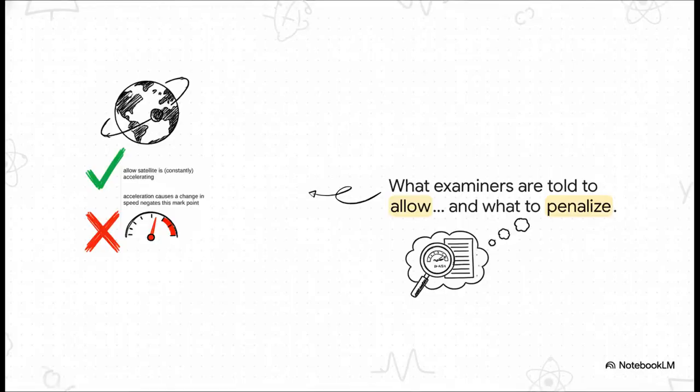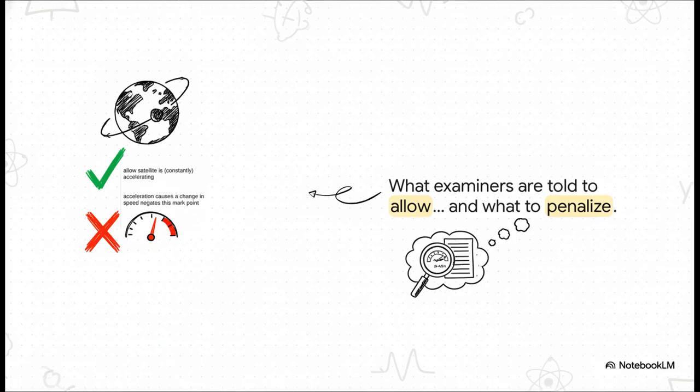Now, this is where it gets really interesting. This is the extra info examiners get. Look, they're told you allow it if you say the satellite is constantly accelerating. Great, but then look at this warning. If you say acceleration causes a change in speed, you lose the mark. Boom. That right there is a classic trap, and it shows you just how precise you have to be with your language.